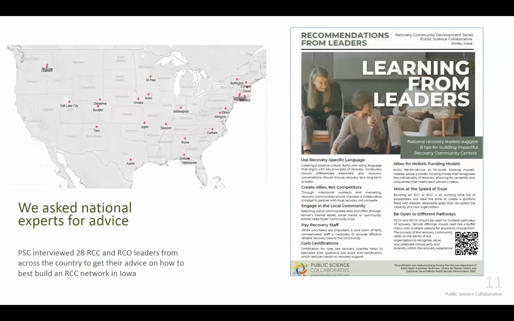And then we went and asked national leaders for advice. We went and talked with 28 folks from 28 different states and got their advice on what they would do to build a framework here in Iowa. And along the way, we said, what resources do local communities need to build this RCC? And again, we did this with our data hat on, because as they started telling us the local resources that they wanted to connect people to who were in recovery, we knew we needed to start measuring those things for the state.